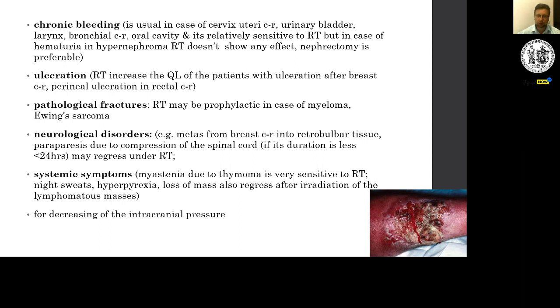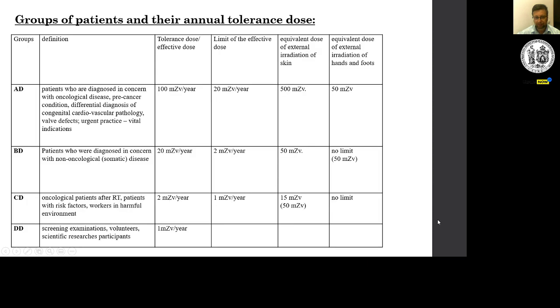It can treat neurological disorders in case of metastasis from breast cancer into retrobulbar tissue, and such systemic symptoms as myasthenia due to thymoma, which is very sensitive to radiation therapy, night sweats, hyperhidrosis, and so on, and also may be used to decrease intracranial pressure. Here we can see the ulceration due to a superficial skin cancer.